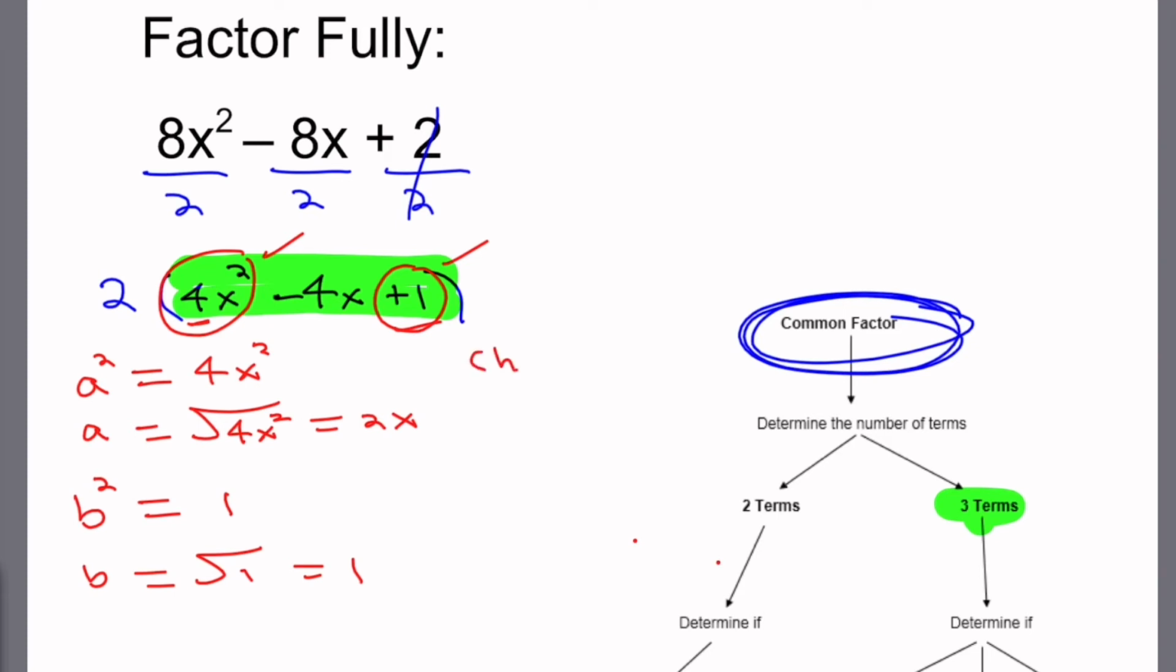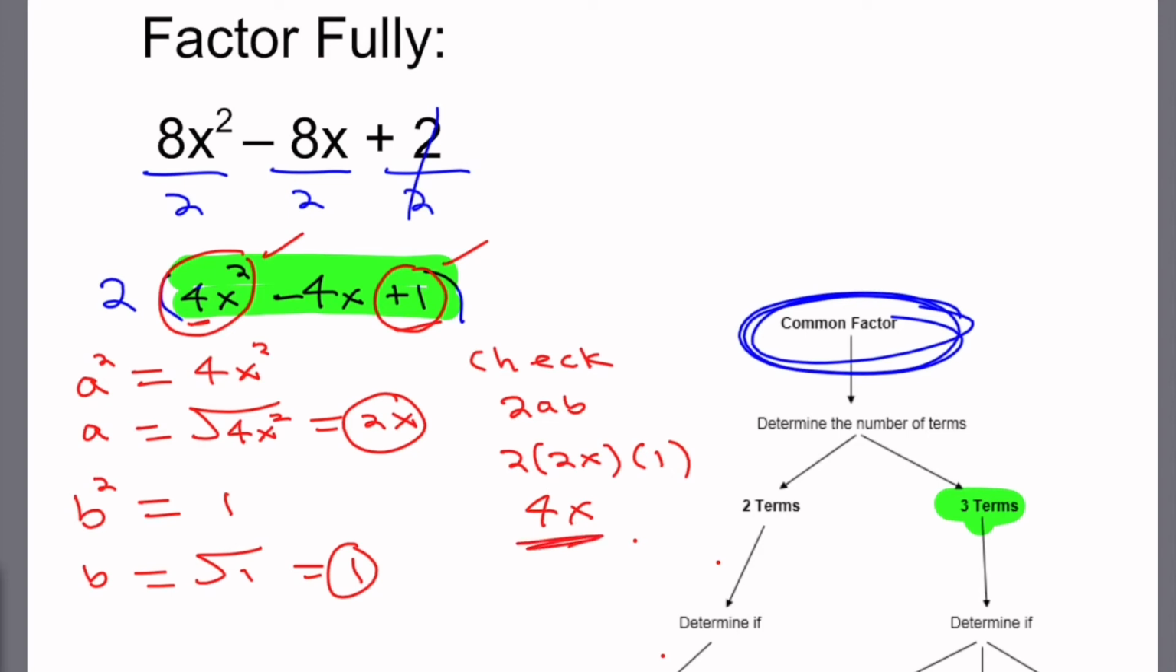So check 2ab. So 2 multiplied by a, which is now 2x, multiplied by b, which is just a 1. If we multiply that all together, 2 times 2x times 1, we get 4x. And 4x is identical to the middle term.